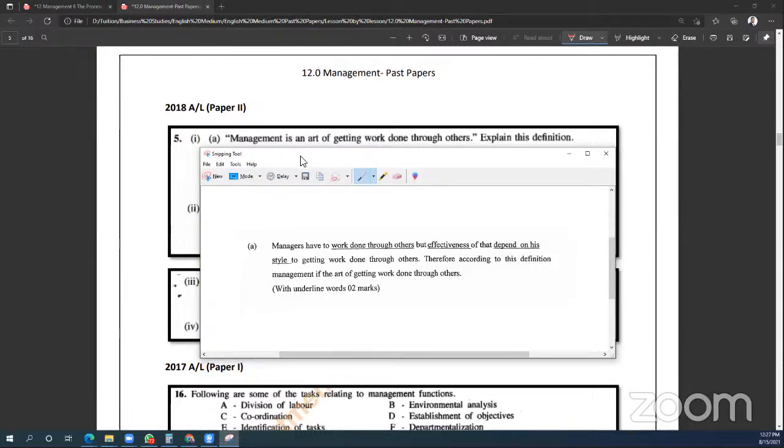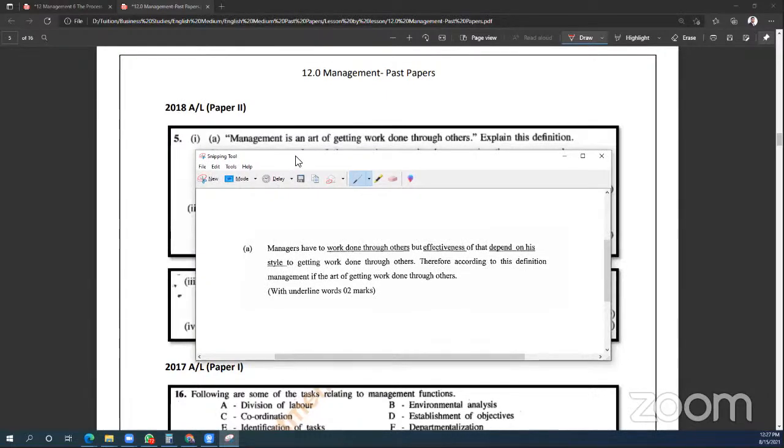You have a freedom to write, explain, right? Student A's explanation could be different from student B's, right? But they are asking for the underlined words, something like managers have to work done through others.